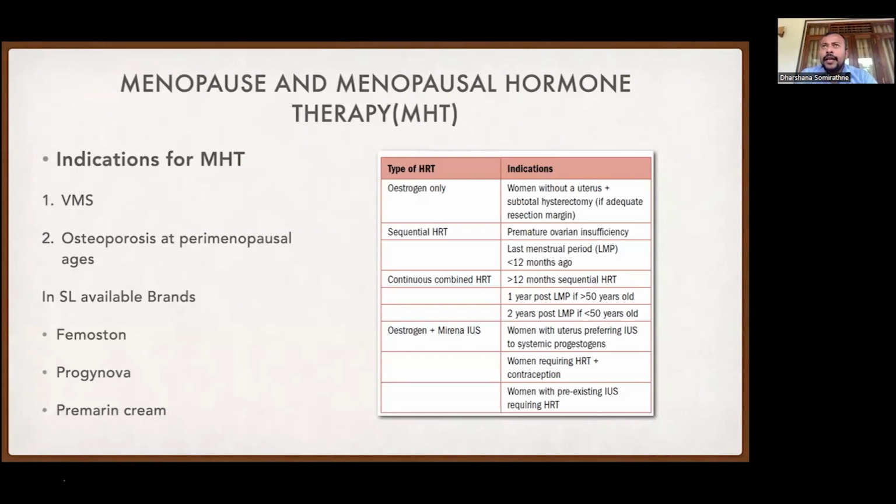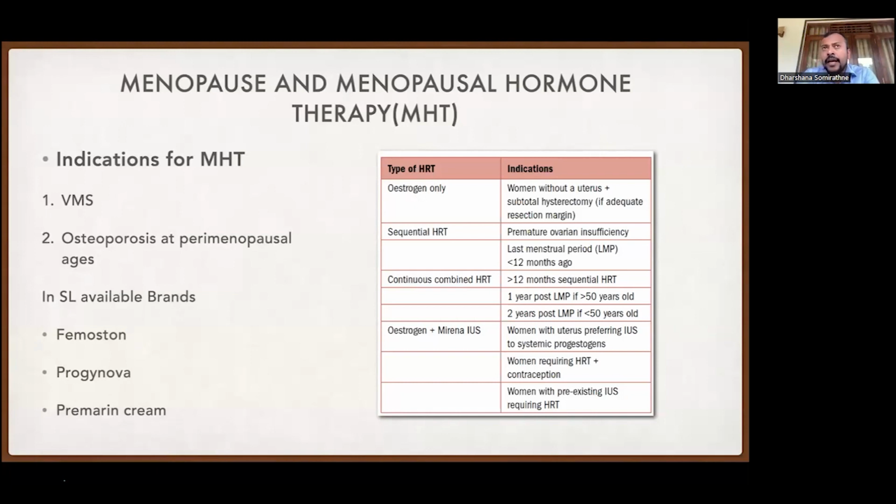Again, as I said, this is a replacement. You have to replace estrogen plus progesterone. What are we going to replace? We have to replace the estrogen, because estrogen deficiency is the problem in these vasomotor symptoms. Now, the problem is, if you give only estrogen to the body systemically, then definitely it affects the endometrium, and you are inviting someone to develop endometrial cancer.